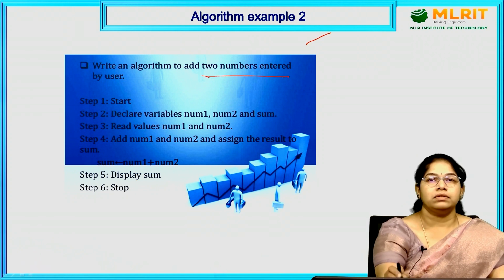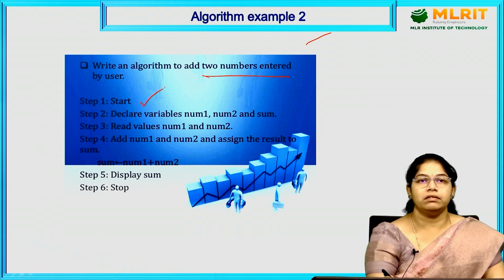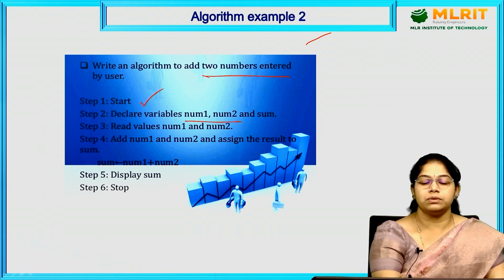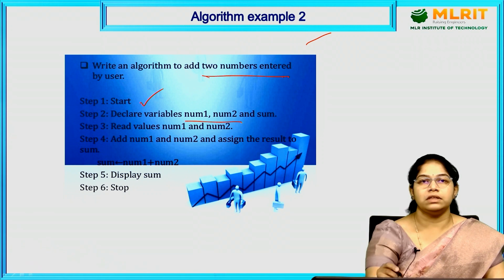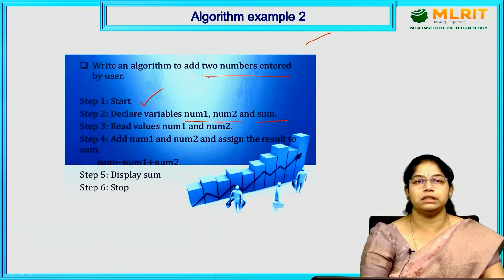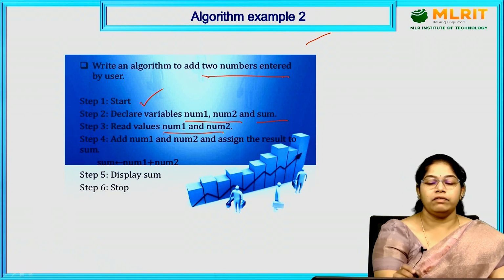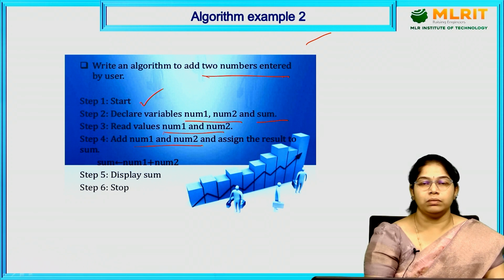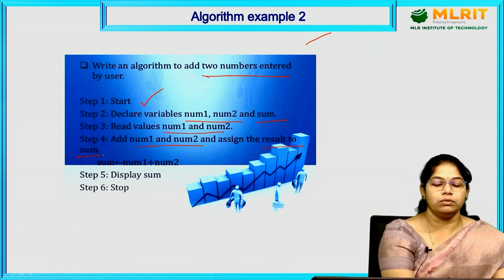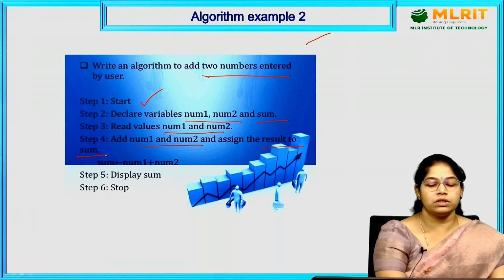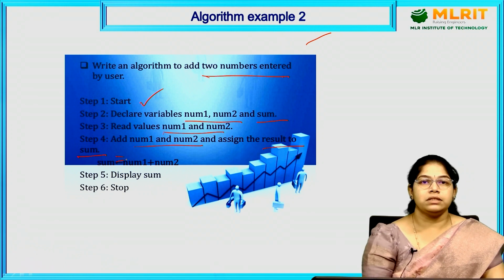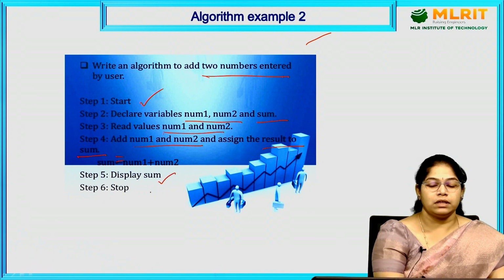Let's go with example 2: addition of two numbers. Step 1: start. Declare variables to add two numbers. We need number 1 and number 2. The result of the addition of those two numbers must be stored in another variable, that is sum. Here, read values number 1 and number 2, add number 1 and number 2 and assign the result to sum. So, sum is equal to number 1 plus number 2, display sum, then stop.